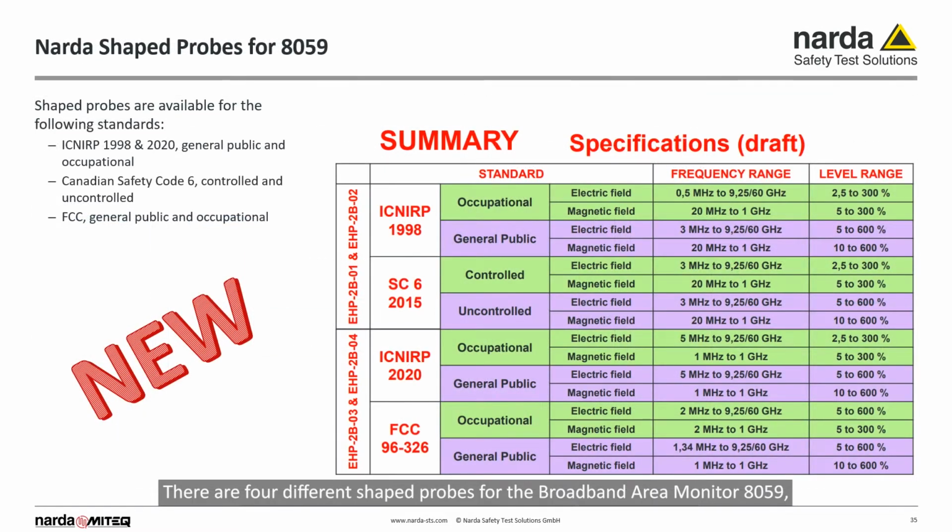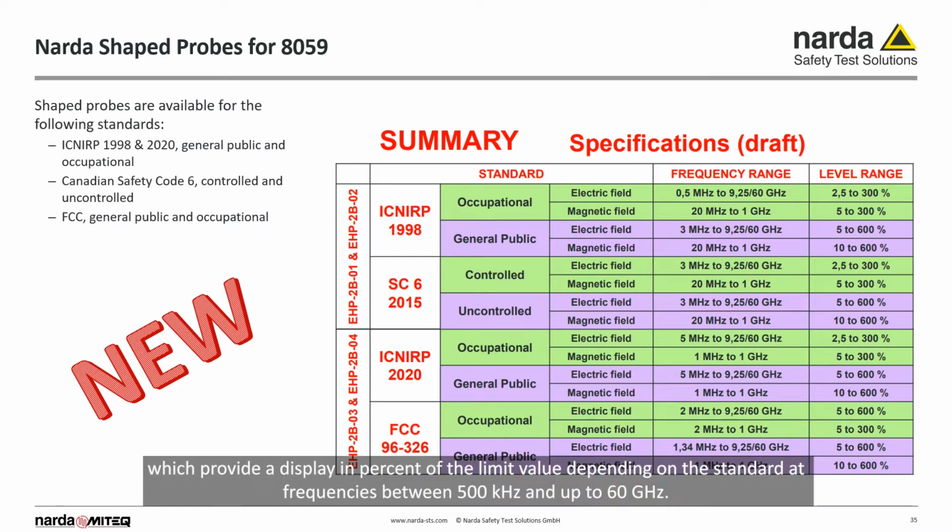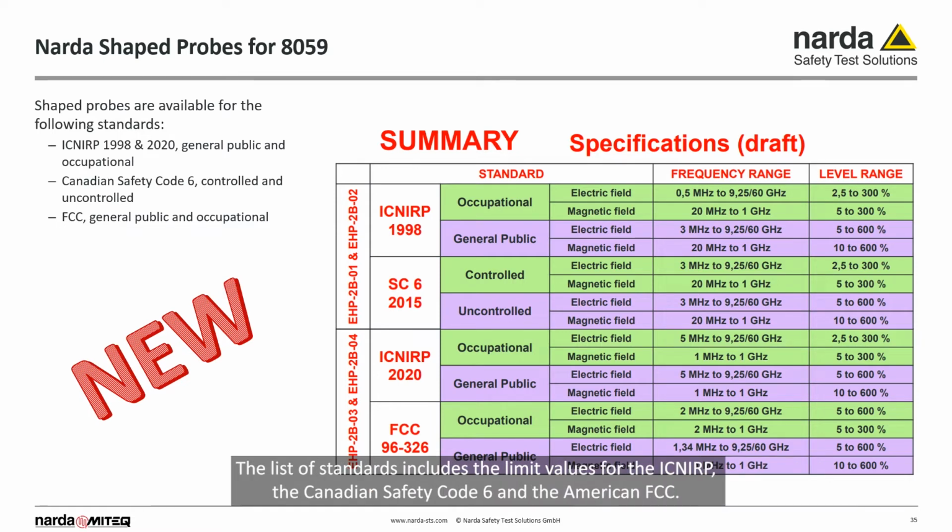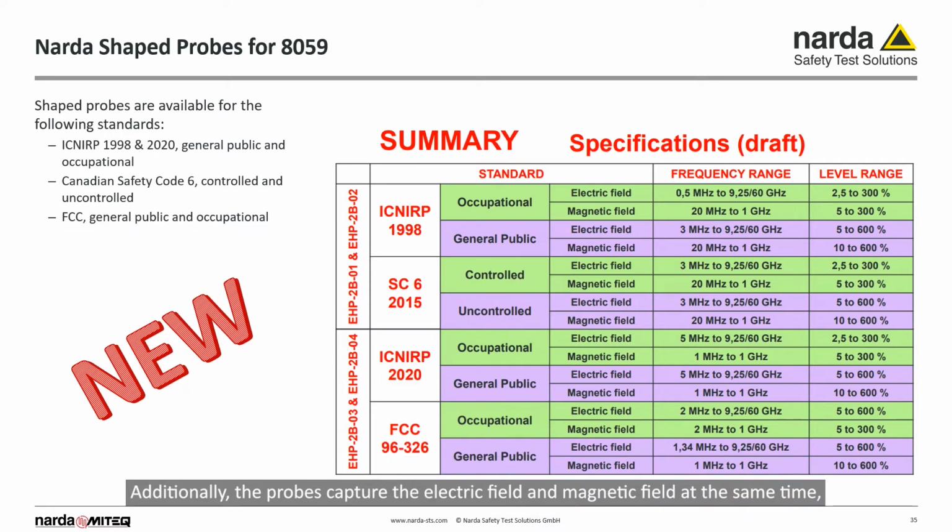There are 4 different shape probes for the broadband Area Monitor 8059, which provide a display in percentage of the limit value depending on the standard at frequencies between 500 kHz and up to 60 GHz. The list of standards includes the limit values for the ICNIRP, the Canadian Safety Code 6 and the American FCC. Additionally, the probes capture the electric field and the magnetic field at the same time and can be used for the limit values both for occupational and for public safety.